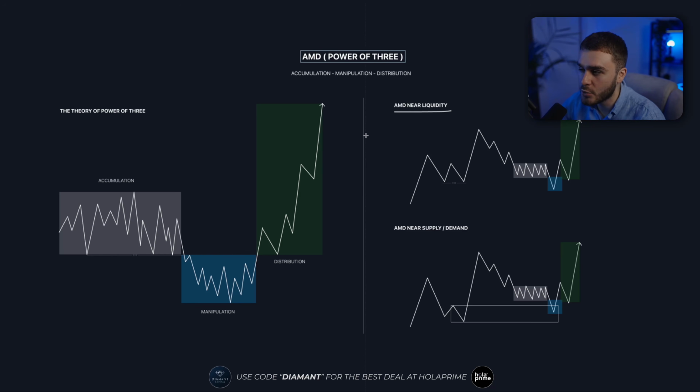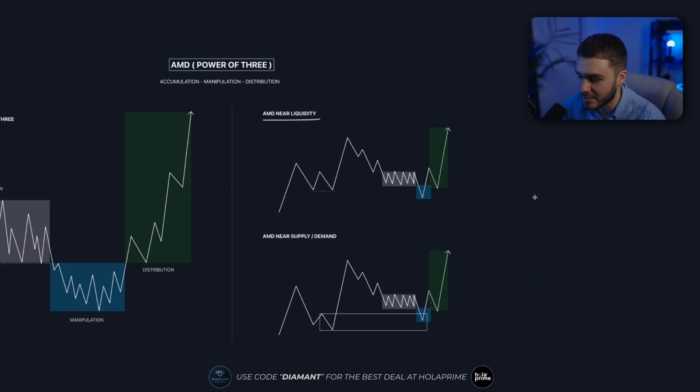Now, there are a few ways we can actually get higher quality setups, and it comes down to these 2 factors over here. Number 1, if we get a manipulation around liquidity, or number 2, if we get manipulation around a supply or demand zone. But pair these 2 things together, and that's when you're going to get a higher quality setup.